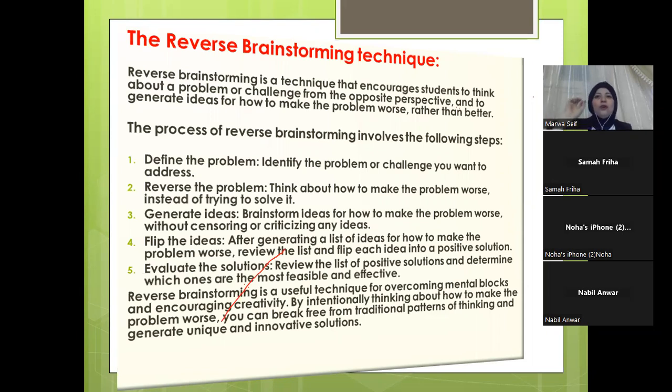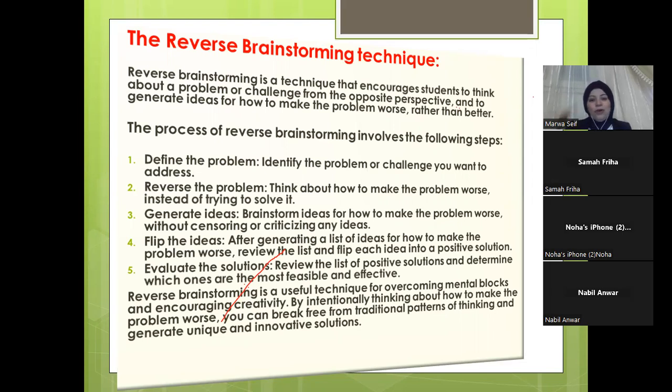So you identify the problem and you divide your students into groups and you ask the groups to think about how to make the product worse, not better. Okay, how to make the problem worse, and start generating ideas and taking down notes. And then they flip the ideas. They write the opposite ideas of the ones that would make the problem worse, and this way they will have solutions for the problem or how to make it better.